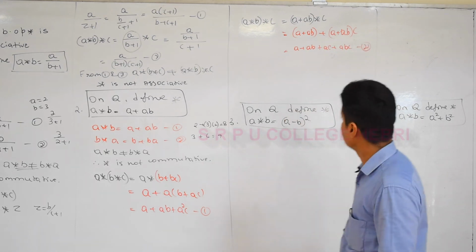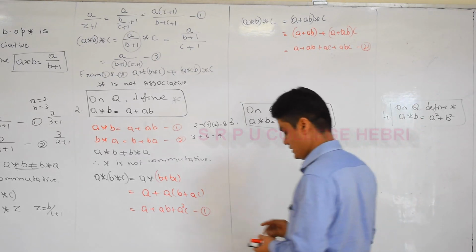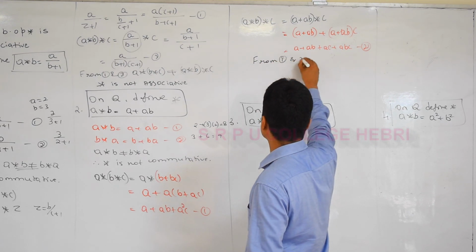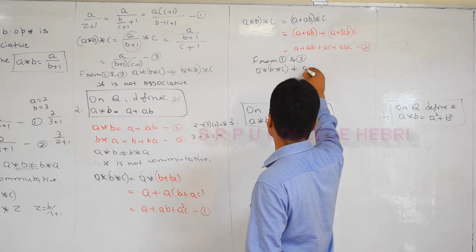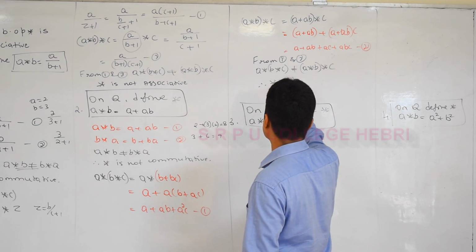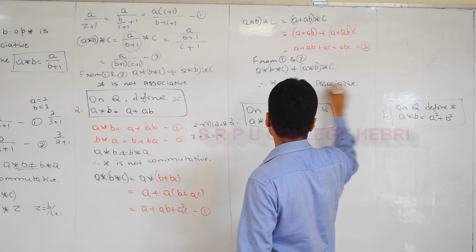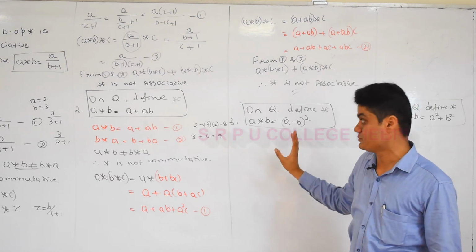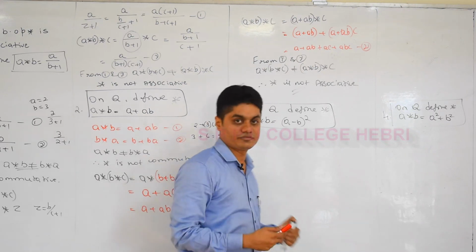Check 1 and 2. Here, 1 2 3 4 terms. Here you have only 3 terms, so no doubt at all. You know they are not equal, right? So from 1 and 2, A star B star C is not equal to A star B star C. Therefore star is not associative. Is it clear? Understood? A very important problem, so please remember. If you did not understand, again you watch or ask me if you have any doubt.